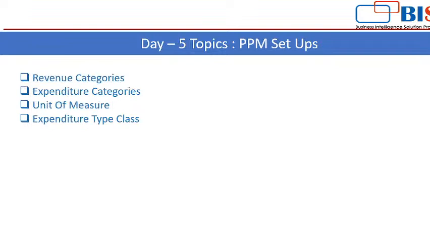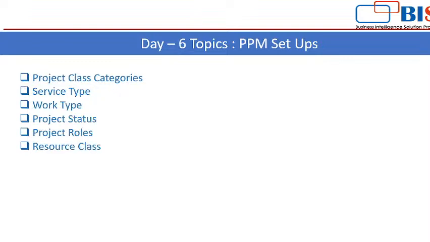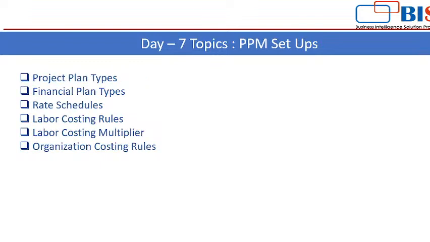Then in the day 5 topic, we have seen how to create the revenue category, expenditure category, and how to measure these revenue and expenditure. So for that we will create unit of measure, and to all these three tasks we have to assign while creating the expenditure type class. Then we have seen how to create the project class category, service type, project status, project roles, and resource class.